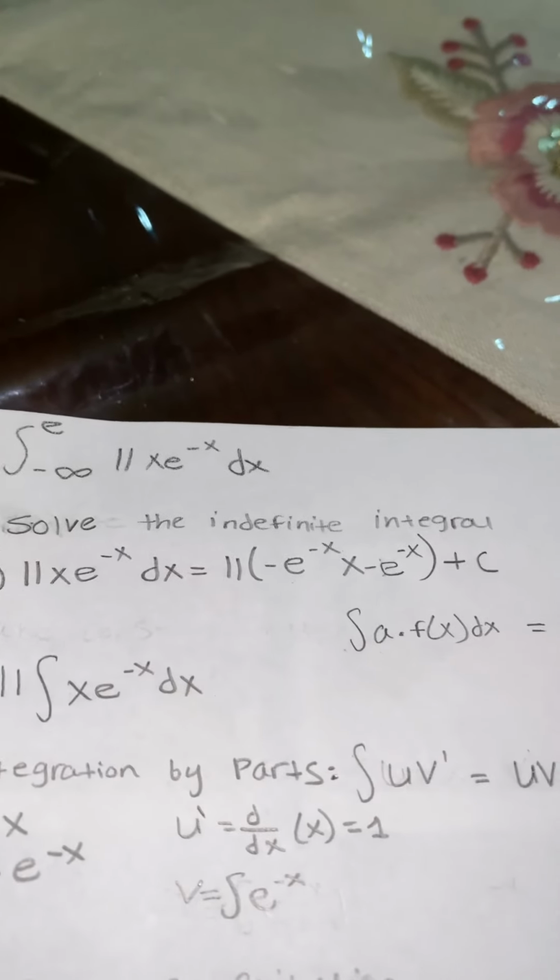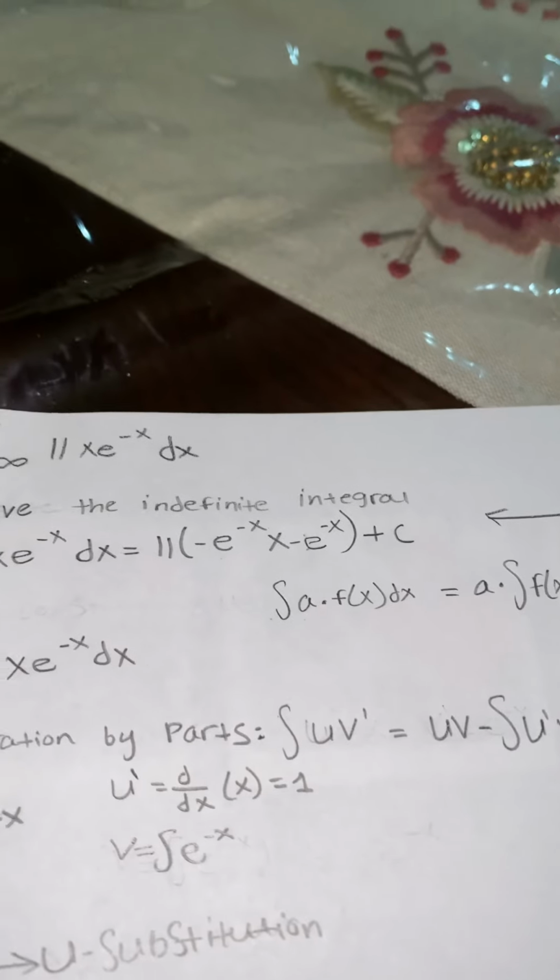Working on question number 4. Question number 4 is: evaluate the improper integral or state that it is divergent. So in our case, it's the integral from negative infinity to e of 11x times e to the negative x dx.